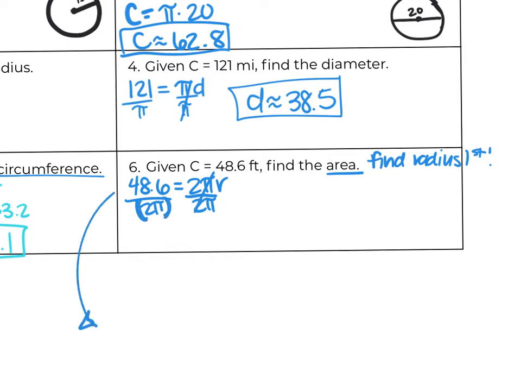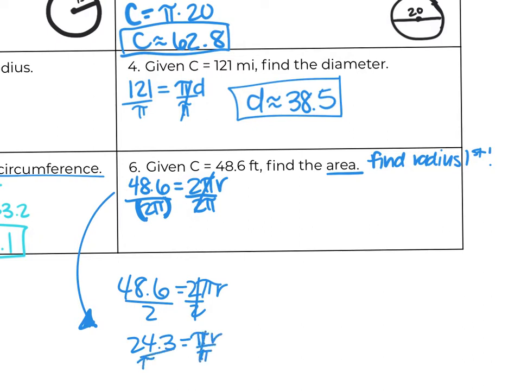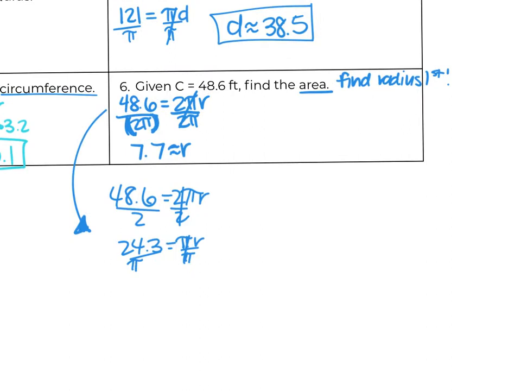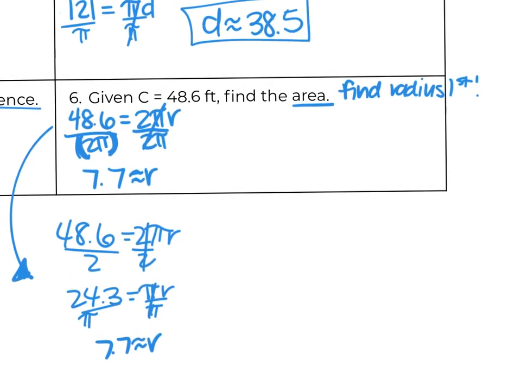Let me show you the alternate method down here. If you don't want to worry about that, you can just divide by 2, okay, and then take your answer and divide by pi. Either way, but use parentheses if you're doing the 2 and the pi at the same time. So that gave me 7.7 approximately is the radius. If I did it down here, you should still get the same thing. So be careful on that one though.